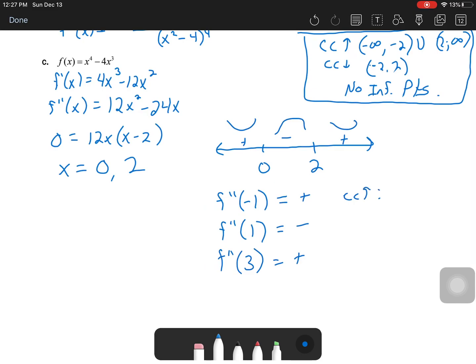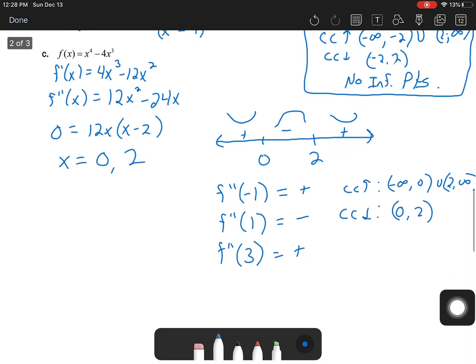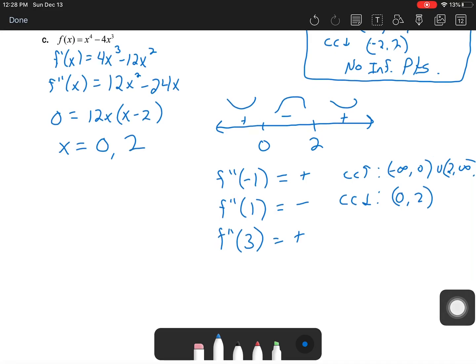For concave up, we are concave up from negative infinity to 0, and then also from 2 to infinity. Concave down between 0 and 2. And there's nothing undefined here, so those are definitely points. They will be x coordinates on the actual function, so we should be able to state these inflection points. Okay, so our inflection points here, points of inflection, inflection points, are all the same thing.